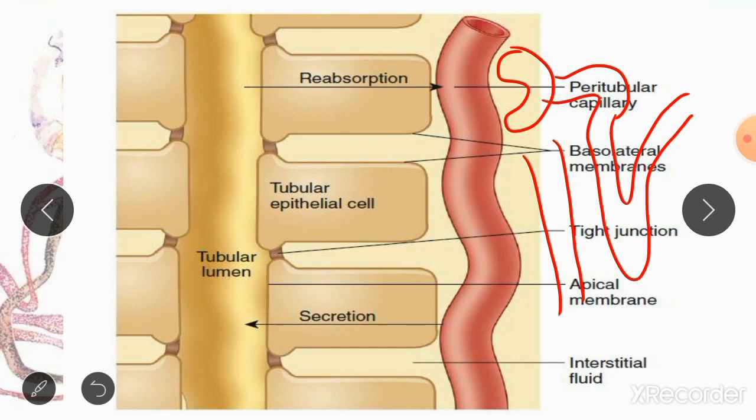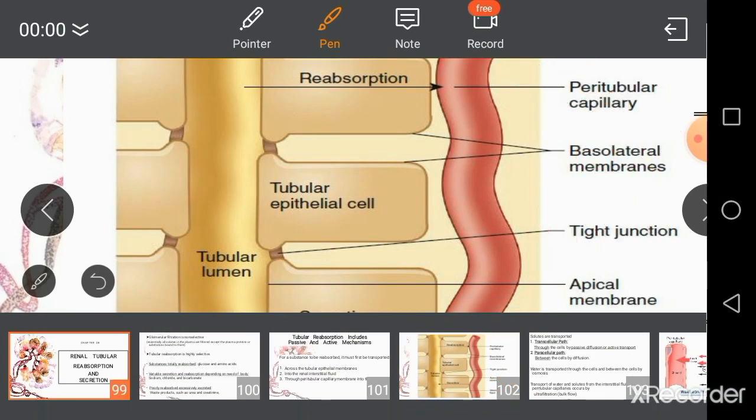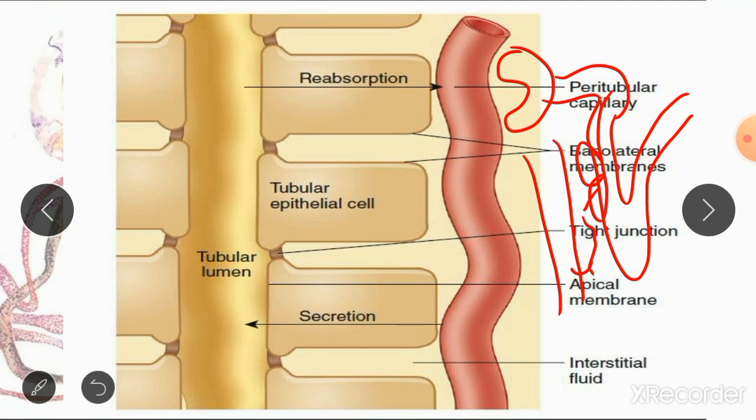So any substance which has to be reabsorbed from the lumen of the nephron must first pass through the walls of the nephron, which are made up of epithelial cells. From there it enters the interstitial space, and from the interstitial space it enters the peritubular capillaries and the general circulation.